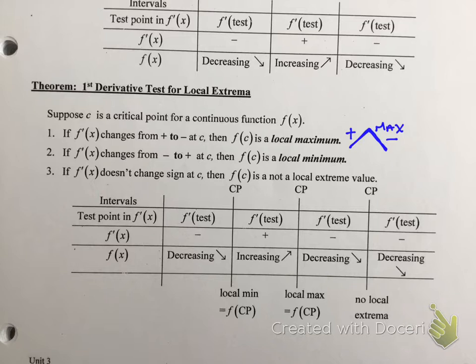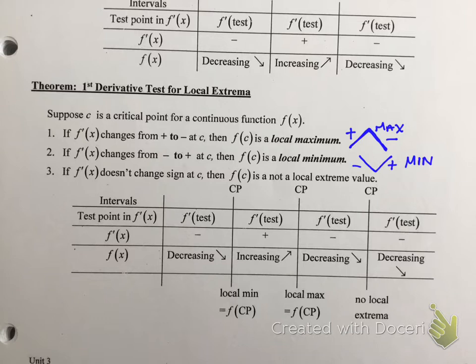If the derivative changes from negative to positive, so here's negative to positive, then we have a local minimum. Okay, so once again, that looks like a valley. If the derivative doesn't change signs at c, then the function at c is not a local extreme value. So it's not a big deal. We'll still get information to see if the function is increasing or decreasing there.